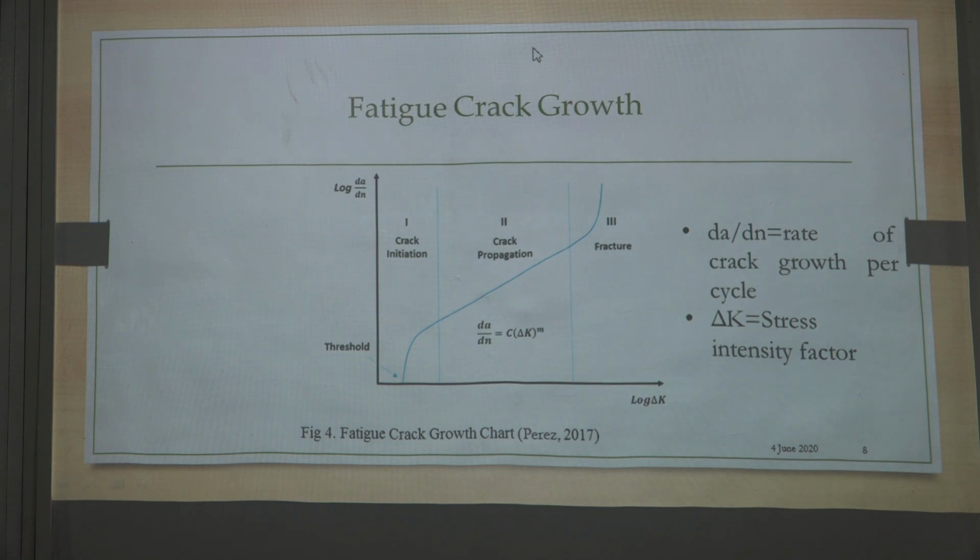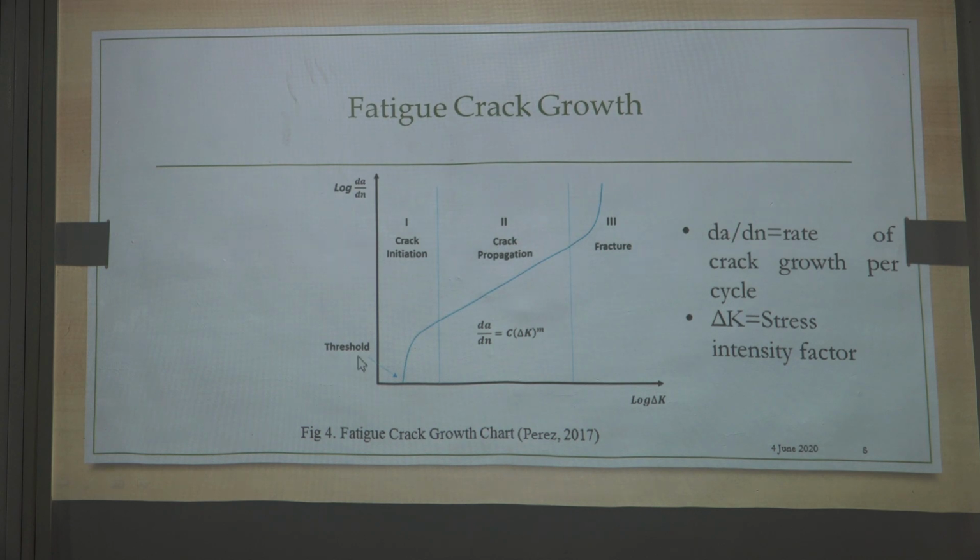The fatigue crack growth can be expressed on a logarithmic scale. On the y axis you can see dA by dN, which is also popularly known as the rate of crack growth per cycle, whereas on the x axis you have delta K, which is the stress intensity factor. Every time we are going to consider the number of cycles as well as the stress intensity. These are the two variables in any fatigue study.